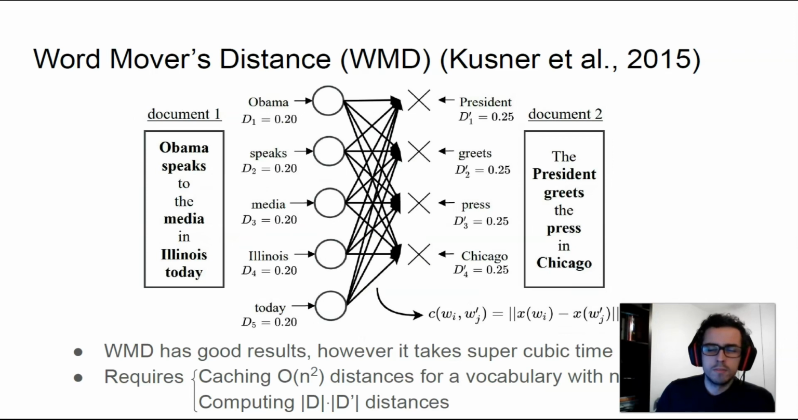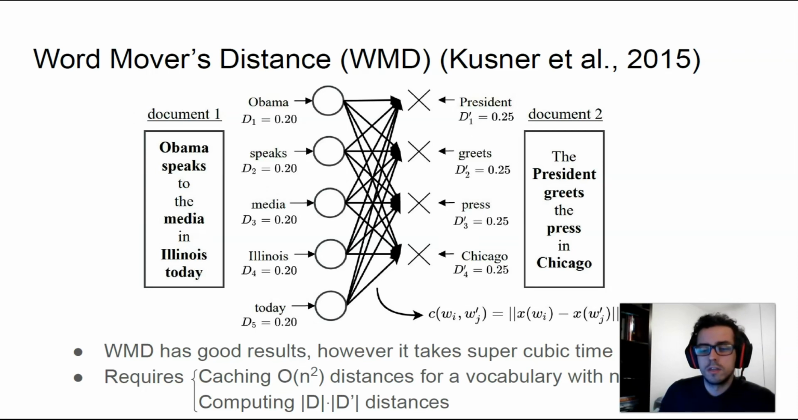And formally, this can be modeled as a transportation problem on a complete bipartite graph, where on one side we have document 1 representing the supplies, and on the other side, document 2 representing the demands. And the cost of the edges between them is given by the Euclidean distance between the embeddings. And Kusner et al. showed that this has very good results for their document classification task using KNNs.